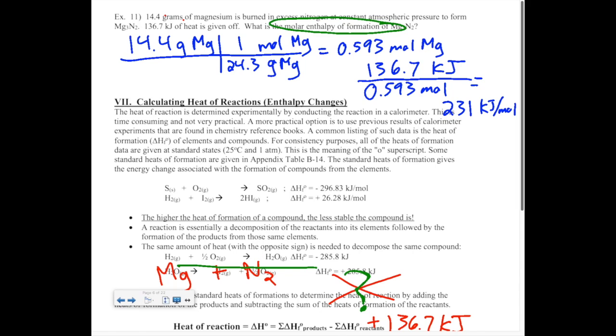And now you have to think, is this going to be positive or negative? Well, it says that heat is given off. So this is going to be a negative, and that's going to be my delta H.